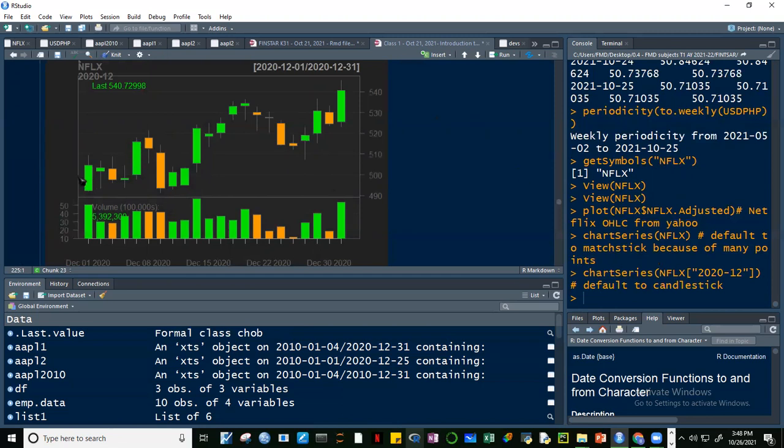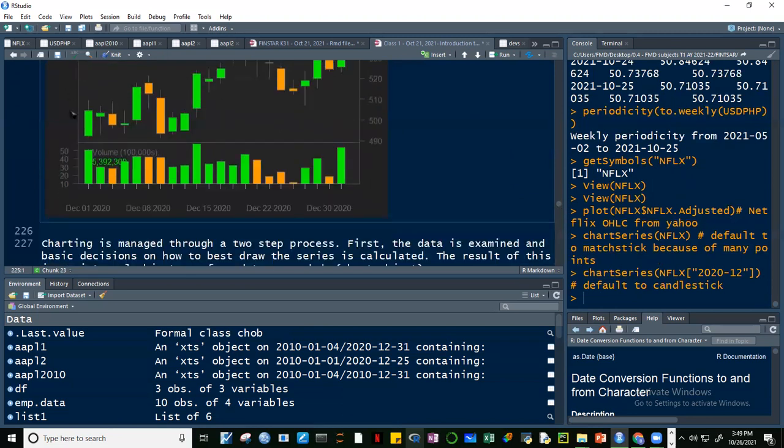Let's take a look at December 1. Okay, the December 1 data. So what does this mean, guys? The green one, what does that mean? The price here is your closing, and the price here below is your opening. Closing price, opening price. And the wick here tells us the lowest and highest.